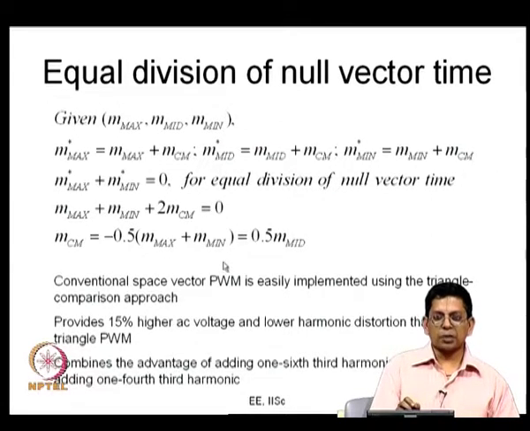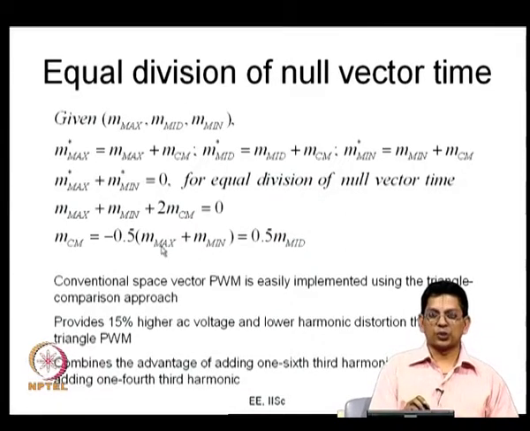And what is M max plus M min? It is minus M mid, because these are sinusoidal signals. So, M max plus M mid plus M min is 0. Therefore, you get 0.5 M mid. Remember, M max plus M mid plus M min is equal to 0, but M max star plus M mid star plus M min star is not equal to 0. That is equal to 3 times the common mode signal.